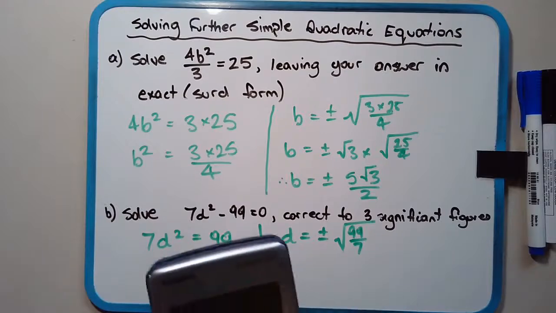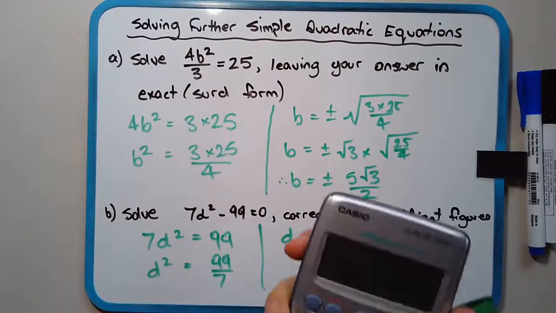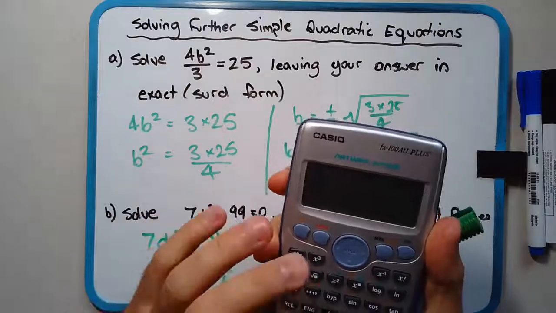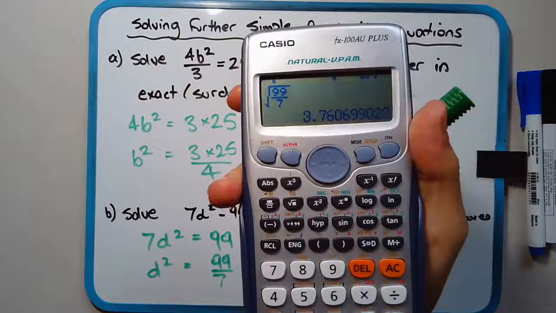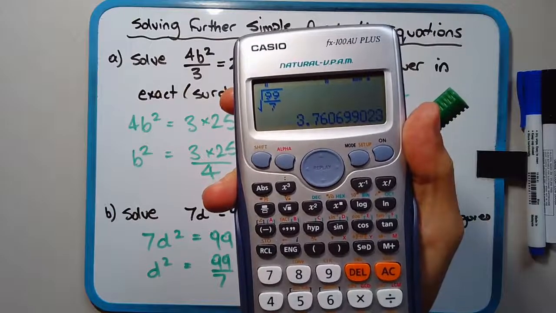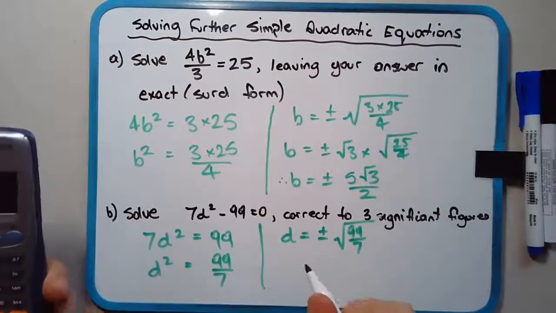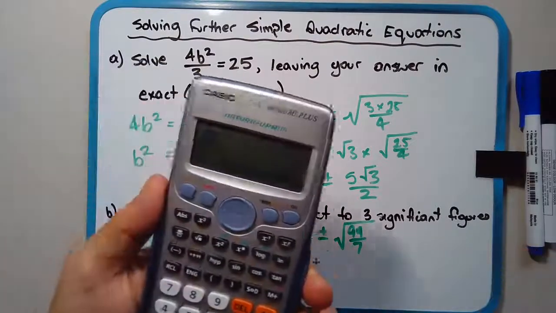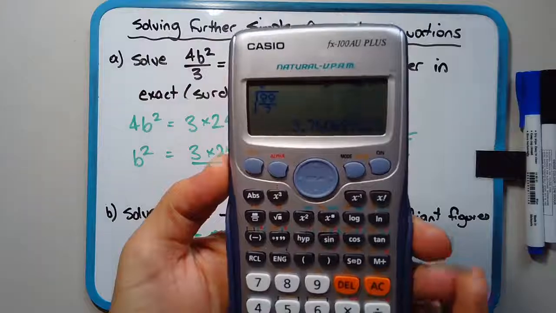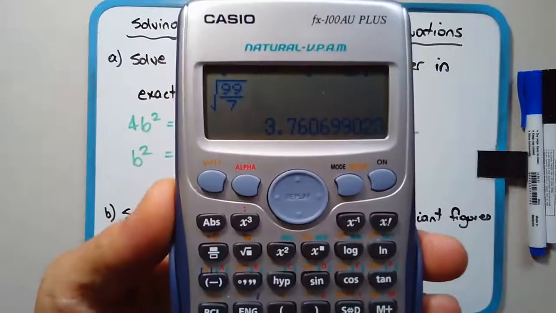So hopefully you can remember how to do that. What I'll do is I'll just enter it in, and that's 3.7606. So what I do is I'll write down the entire decimal first, or at least a few digits more than necessary. So hopefully you can see that. 3.7606.